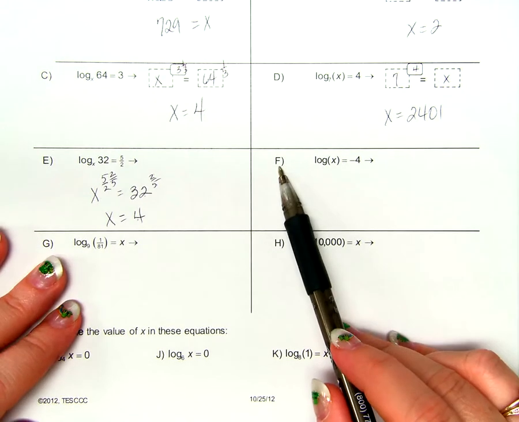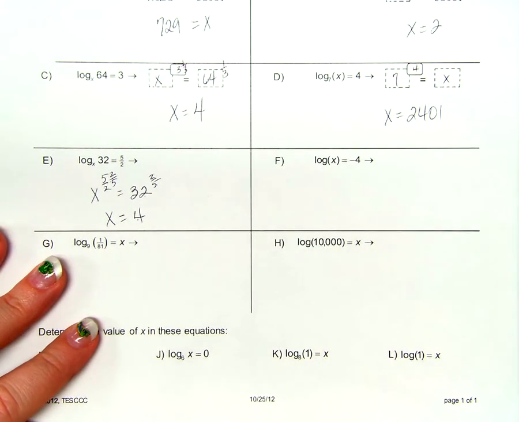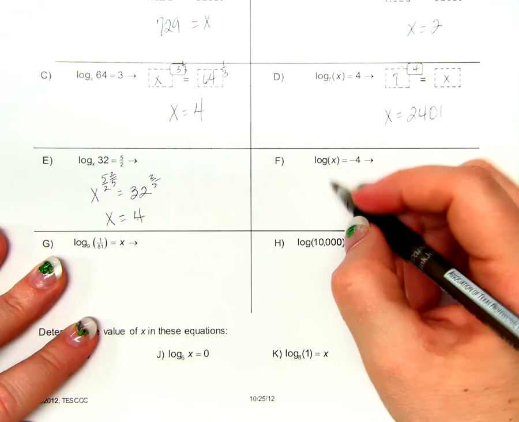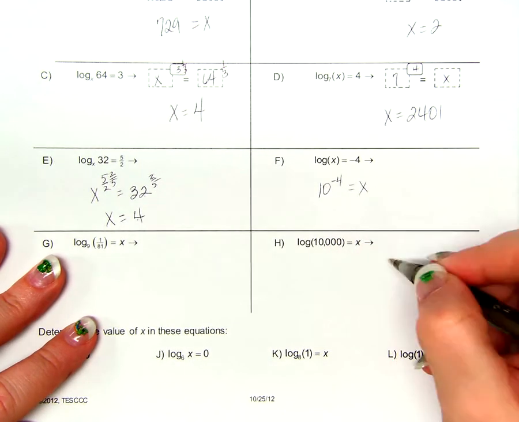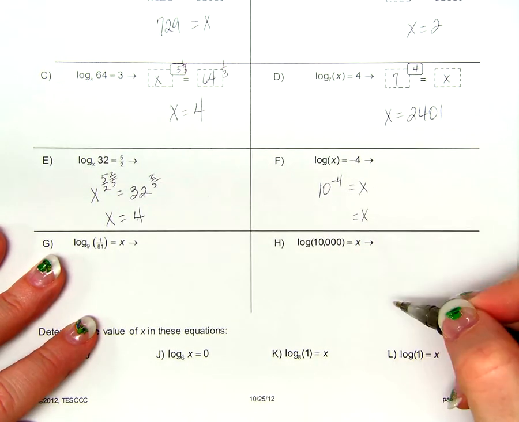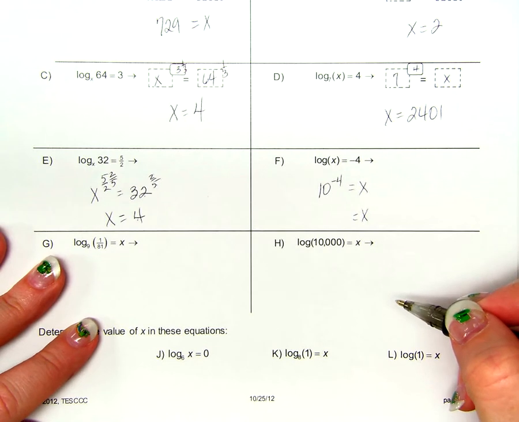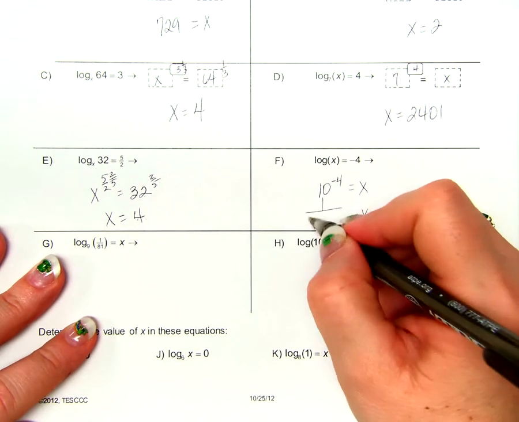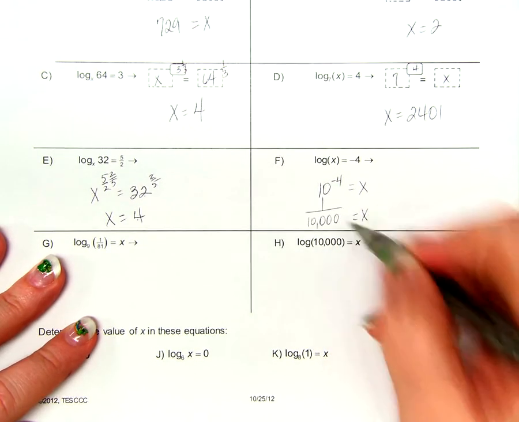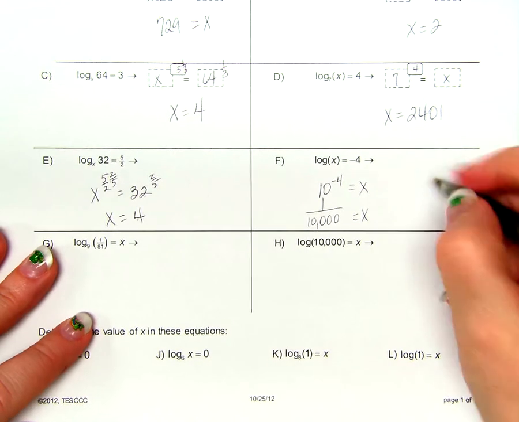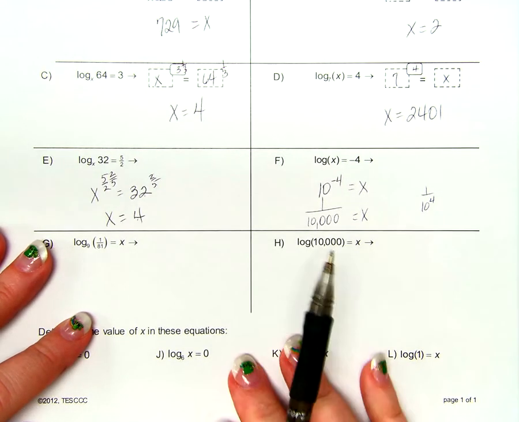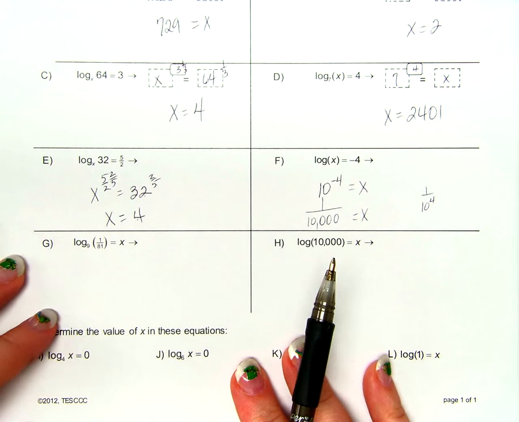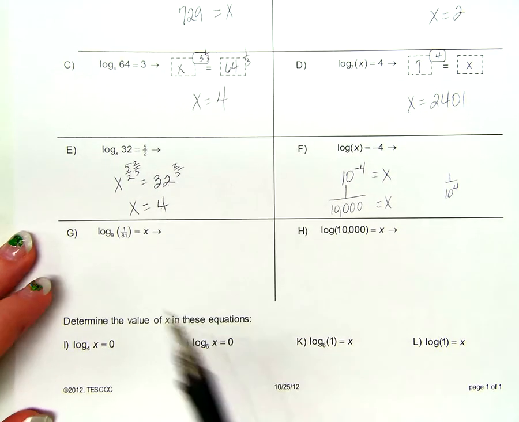Okay, what about f? 10 to the negative 4th equals x. X equals? 1 over 10,000, because it's really 1 over 10 to the 4th, right? And we know 10 to the 4th is 10,000. So what about g?